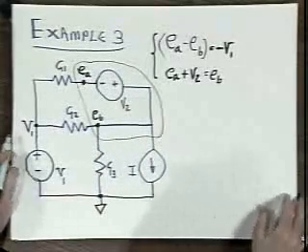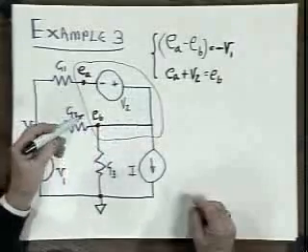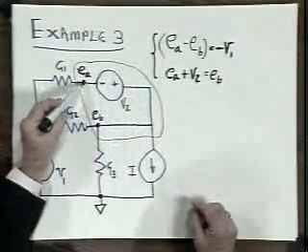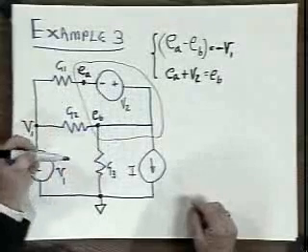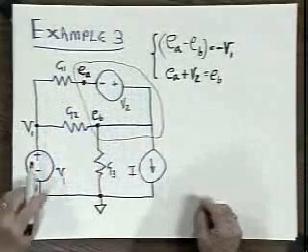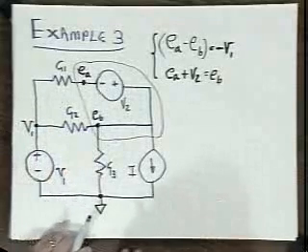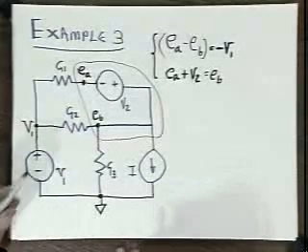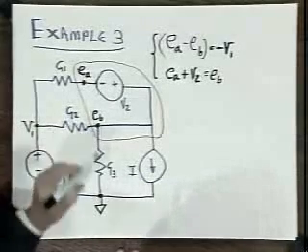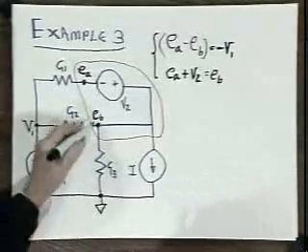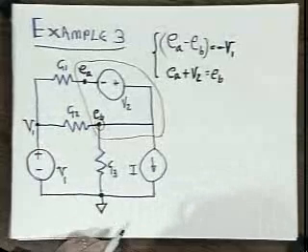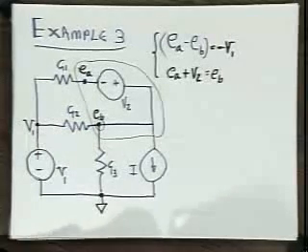In the notes, this construction is referred to as a supernode. But the reason I'm doing it is to emphasize the fact that E sub A and E sub B are not independent. And with that much in hand, let's proceed to write a node equation on E sub B using this node. Sum the currents out of that node.